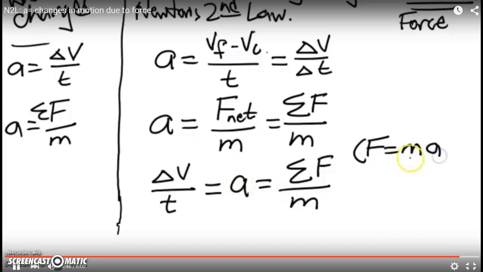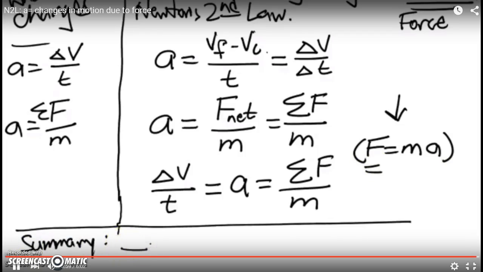Just a note, probably one of the more famous equations in physics is a rearrangement of this. Instead of saying acceleration is force divided by mass, we multiply each side by mass. We say that force is equal to mass times acceleration.